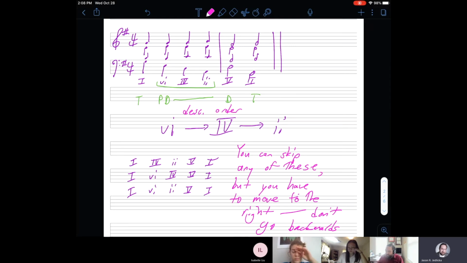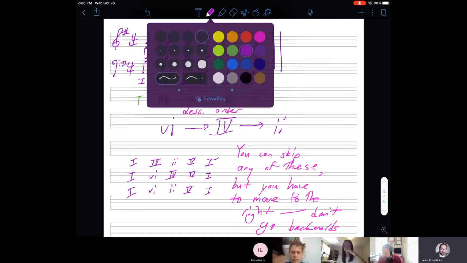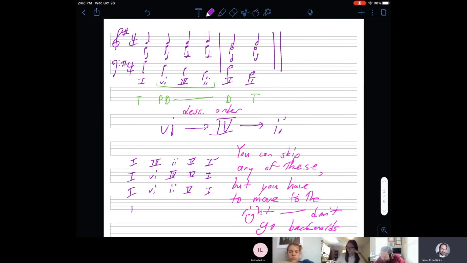And notice here, 1, 4, 2, 5, 1; 1, 6, 4, 5, 1; 1, 6, 2, 5, 1. So in each one I skipped one of the predominant chords. And then, of course, you can skip 2 predominant chords, and it'd be a little bit easier because you would only have 1 predominant chord that you use. So 1, 6, 5, 1; 1, 4, 5, 1, which I'm sure you guys have heard of before; and then 1, 2, 5, 1. Okay, those all sound nice.